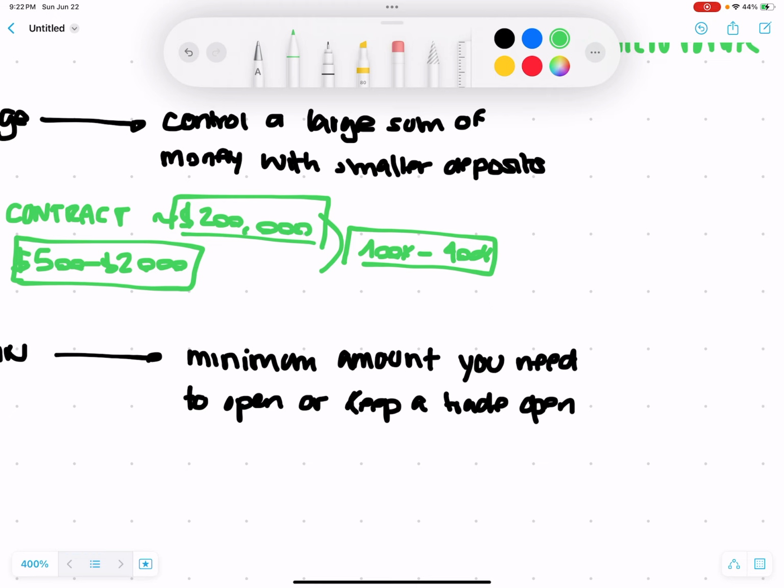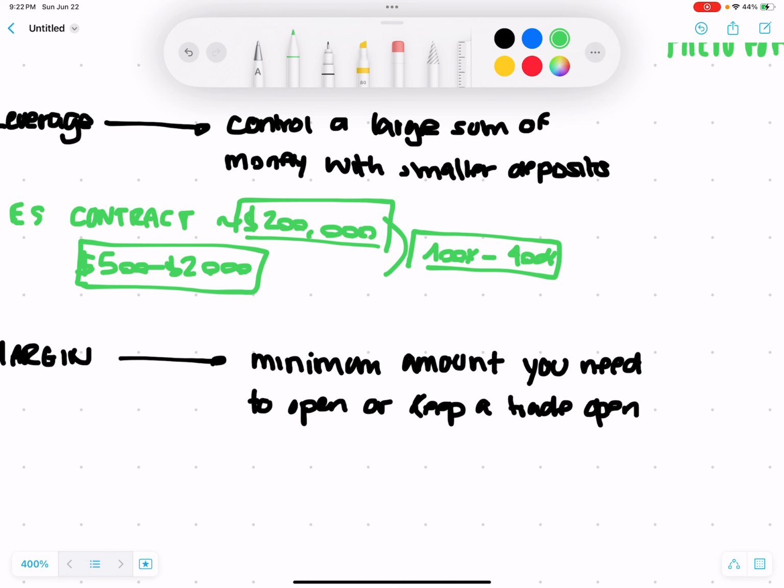Let me rephrase, I'm speaking too fast. With $500 to $2,000, you're able to control $200,000 in the market. We will talk about leverage in this case, because it is a leverage of 100 to 400 times. So you're able to control 100 to 400 times the size of your account.